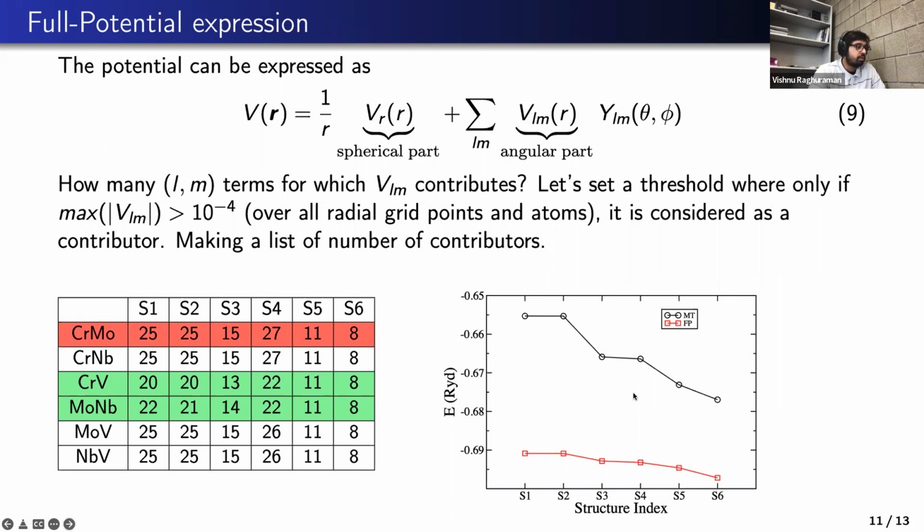And here, if you don't take any averages and just look at the energies, which is what I put here for the chromium molybdenum structure using muffin tin and full potential, you can see that there's the least difference in energies between muffin tin and full potential for S6, and there is the most disagreement for S1. That sort of ties in with the number of angular components that you see here.